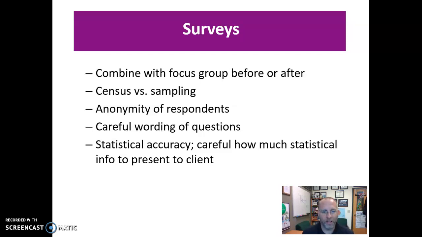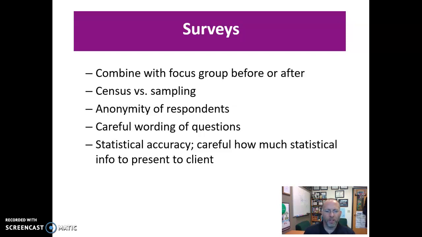If it's a big organization of 1,000 employees, you're not going to survey 1,000 employees, but maybe you'll send it out to a sample of 100 of them. So you need to think about that. And generally, we want to have random sampling. In a survey, you're going to have anonymity of respondents, and you need to make sure that that's communicated to them.